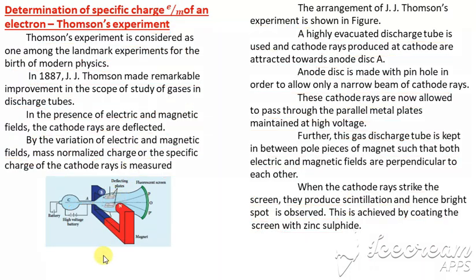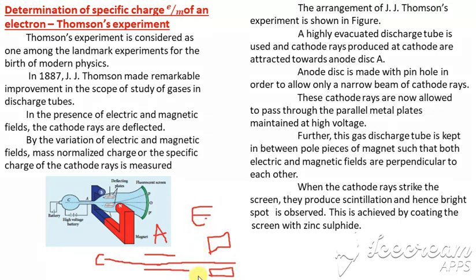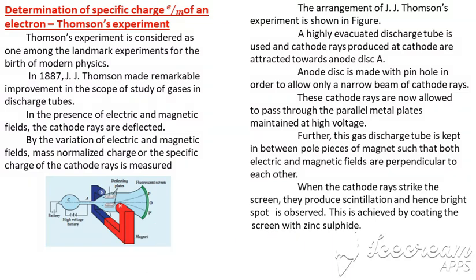First we have the cathode. The cathode rays produced from the cathode are made to pass through the anode disc. This anode disc has a very fine pinhole, so that it allows only a narrow beam to pass through it. Then it is made to pass through the two parallel plates, and here we also have the electric and magnetic fields. How are they? They are perpendicular to each other. Then it falls on the screen, and on the screen it produces a scintillation. How is this scintillation produced? When you coat the screen with zinc sulfide. So this is the experimental arrangement.